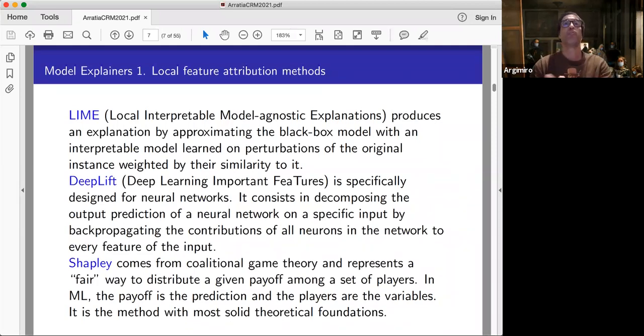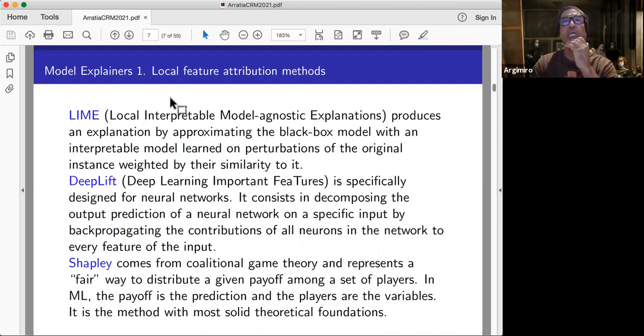Now, from the point of view of model explainers, as I said before, these are mostly local feature attribution methods. There is one called LIME, Local Interpretable Model-Agnostic Explanation, which produces an explanation by approximating the black box model with an interpretable model, for example, a linear model with a few non-zero coefficients. What you do is perturb the original instance and see, with respect to this perturbation, how well a linear model applies within the vicinity of my output.